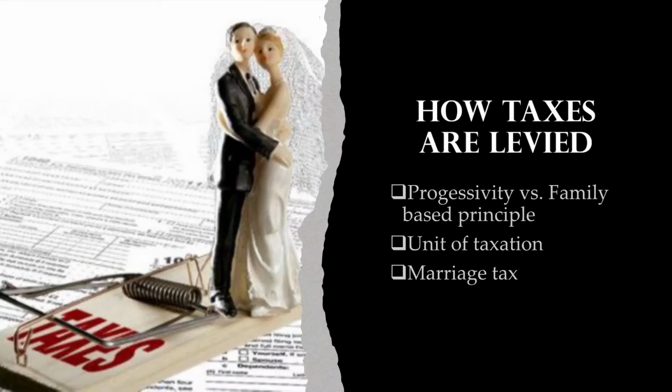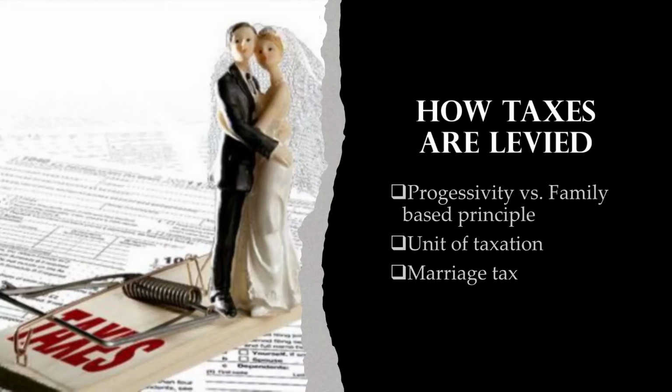So there's that idea, but then that premise is often challenged by the family-based principle, which says that if you have a family, so if you're married and you have children, then you should pay based on the family unit. If you're filing jointly, you're going to pay a different tax than if you were, say, filing as a single person, right? So, what is the unit of taxation in that respect, right? And are you essentially paying a marriage tax, right?